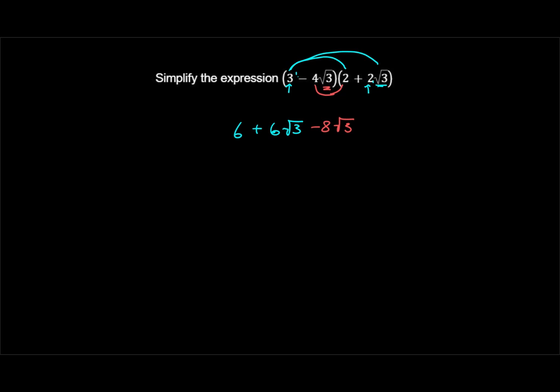And lastly, we are doing negative 4 square roots of 3 times 2 square roots of 3. Multiplying the numbers outside, we get negative 8. But this time they both have radicals, so we also have to multiply the numbers inside. 3 times 3 is 9.